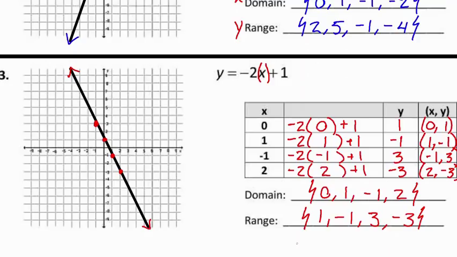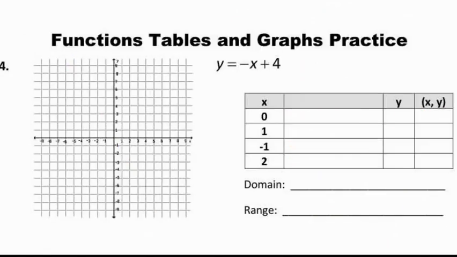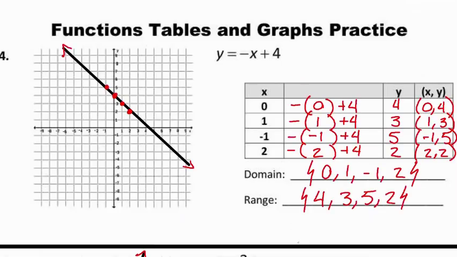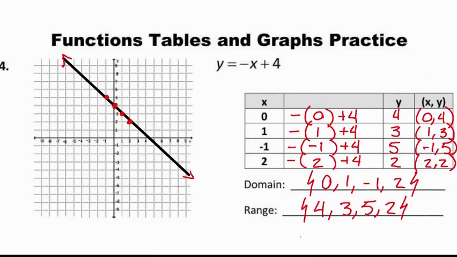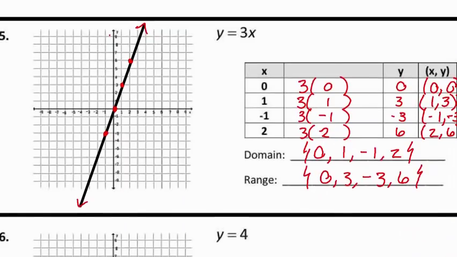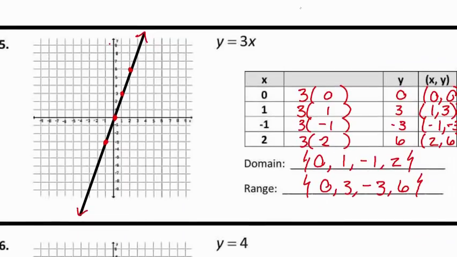So I want you to do 4 and 5 on the next page, and we're going to talk about number 6 together, so don't get too carried away. So I want you to try 4 and 5 all by yourself, unpause when you're ready to see your answers for them, and then we're going to talk about 6 together. And here's your answer for number 4. And this is your answer for number 5.